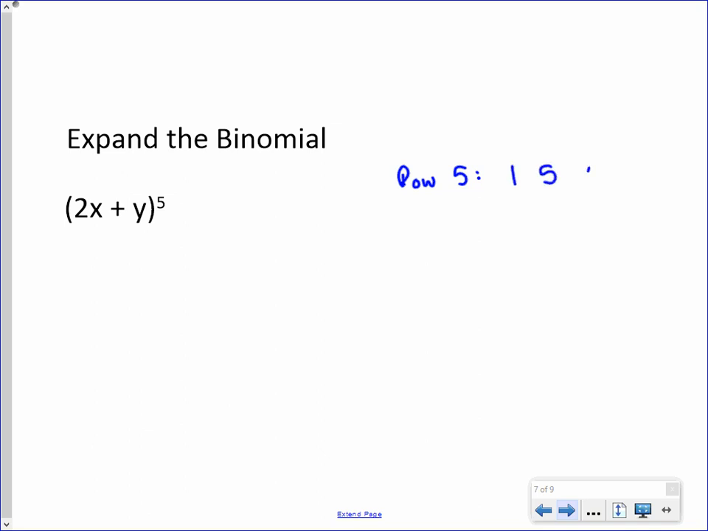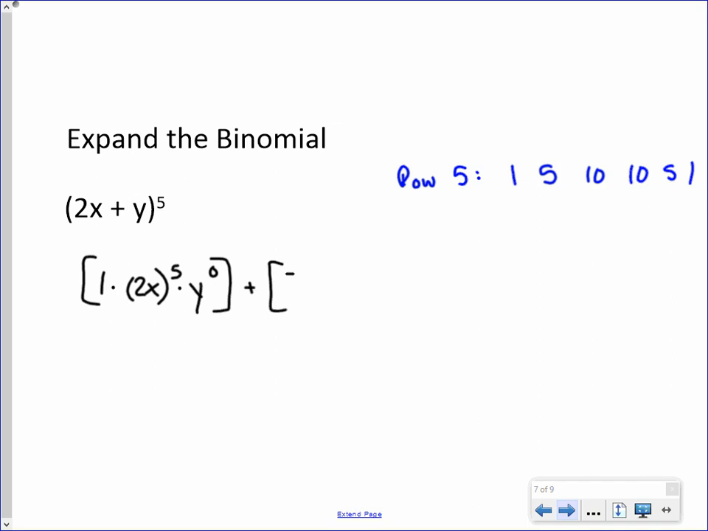But that row is 1, 5, 10, 10, 5, 1. And instead of writing out my combinations, because that's kind of tedious, I'm just going to go ahead and immediately replace the combinations with those coefficients. So my first term would be 1 times the first term, 2x, give it the full power, times y to the 0. Notice that I'm putting the first term 2x in parentheses. That's the small detail that I'm worried about.